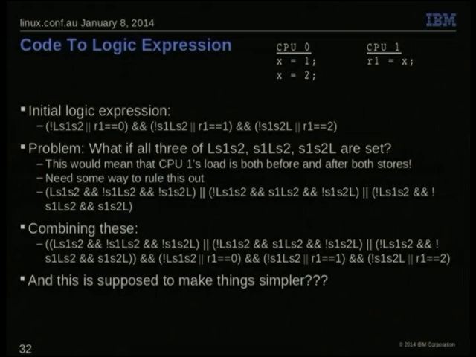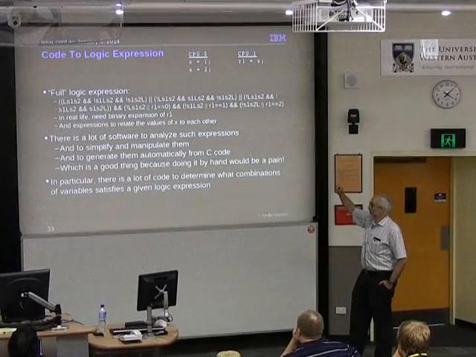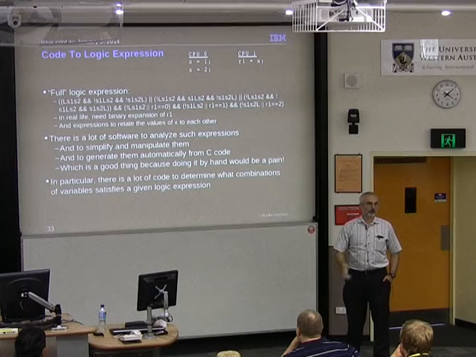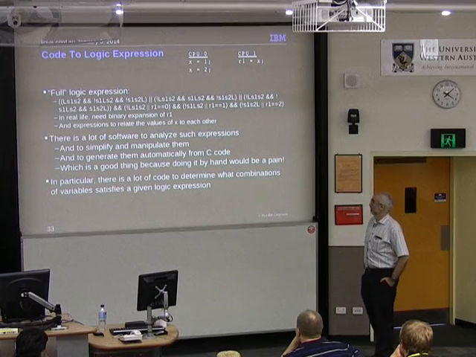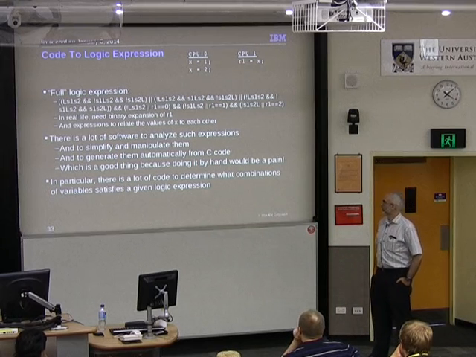Obviously, I can understand that a lot easier than I can understand that. But the neat thing is, I don't have to understand that for it to be useful. There's a lot of software out there to analyze these expressions, and the hardware guys have been doing validation using this kind of stuff for a long time. And they can all simplify and manipulate them. And the nice thing is they can generate them directly and automatically from C code. You can take C code and feed it to one of these things, and it'll go and do this stuff and also solve it. And that's, of course, a good thing, because doing this by hand would be totally impossible.